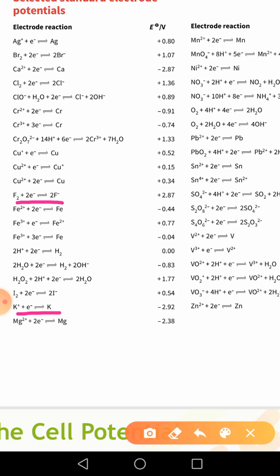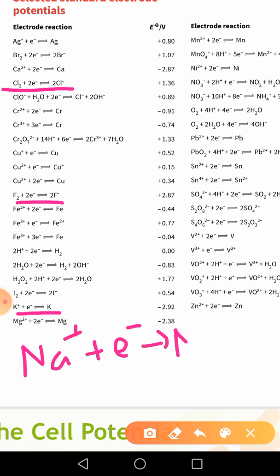Then is there no sodium? Is there no chlorine? Oh yes, there is chlorine. Okay, although if sodium is not given, then I'm telling you Na plus plus e minus gives Na, and the electrode potential value is minus 2.71.